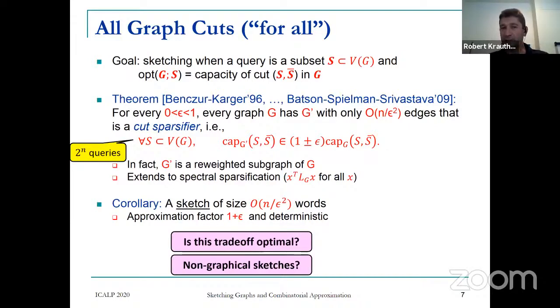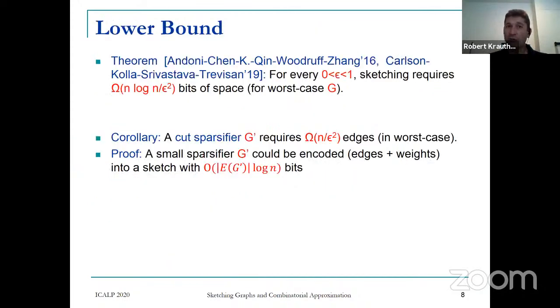Maybe you can get n over epsilon. Maybe the way to do that is to not represent G using a different graph, G prime, but using something non-graphical, a non-graph. Some sketch, some image. Maybe you take two graphs and take the difference. The sum of two graphs, if you add them up on the same vertices, is a new graph. But the difference is something else, or maybe some other crazy object. So we looked at that. This is work with Andoni, Chen, Shin, Rudolph, and Zhang. It was improved a little bit by Carlson and also simplified considerably by Carlson, Kola, Srivastava, and Trevisan.